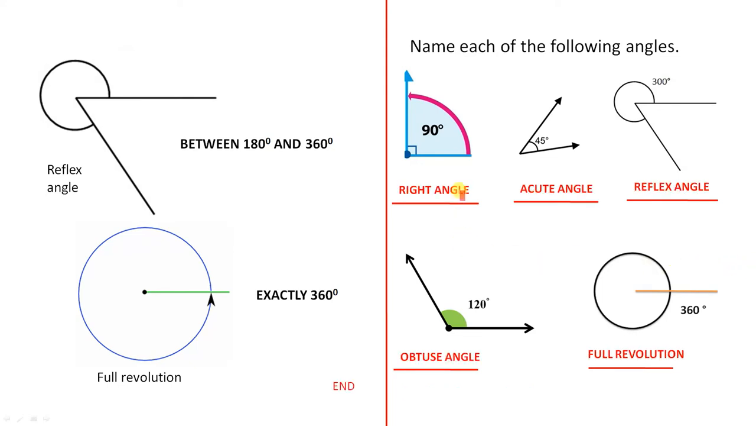So here we have the right angle, exactly 90 degrees. There's the acute angle, which is less than 90. There's our reflex angle, which we saw earlier, so we know exactly why that's a reflex angle. That's an obtuse angle, and you can always go back to the previous slide just to check why that's an obtuse angle. And here we have the full revolution.